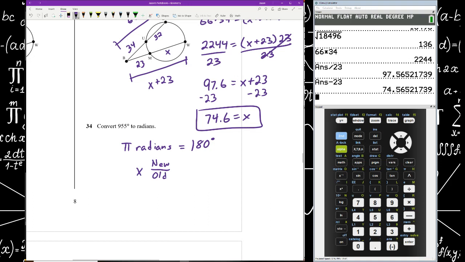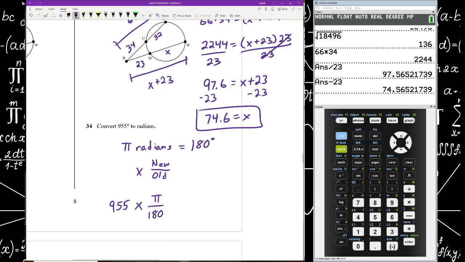This is like if you're going from feet to inches, centimeters to meters, liters to milliliters. Any of those things works the same way. You just multiply what you have times the new value over the old value. So if I'm going to radians, my new is the radians, so I'm going to put pi on top. My old is the degrees, so I'm putting 180 on bottom. I take my original value, 955, multiply by pi over 180.